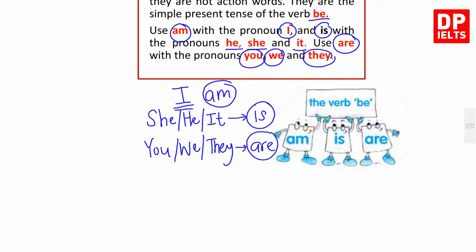You are a good girl. We are good children.